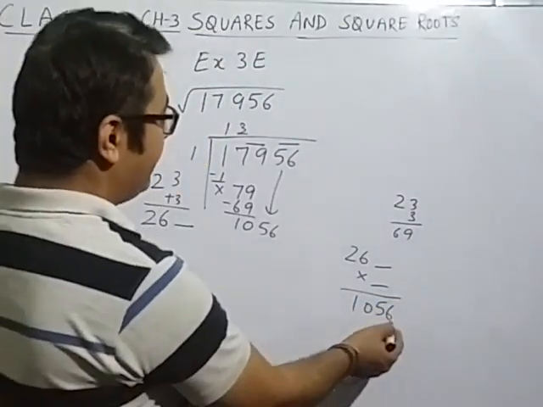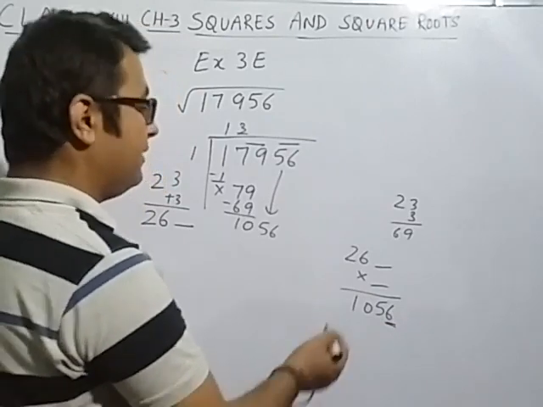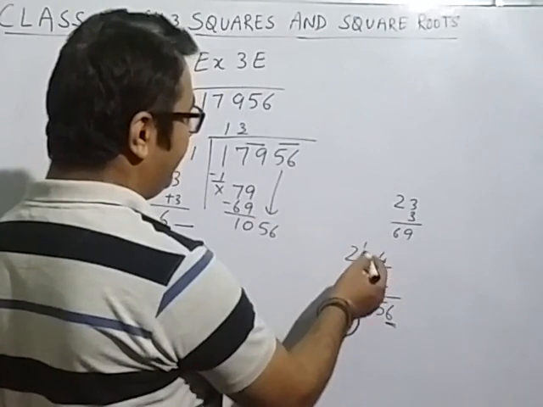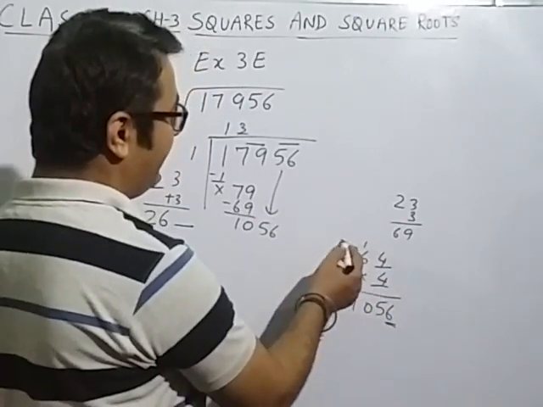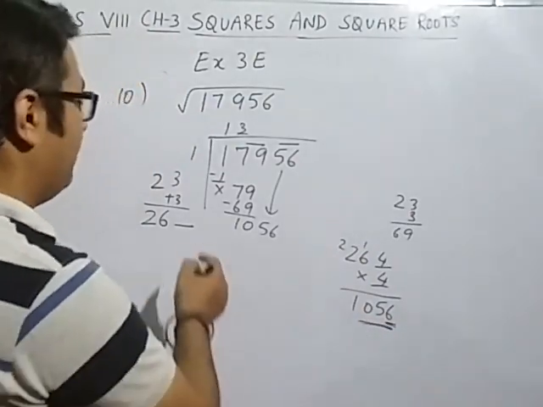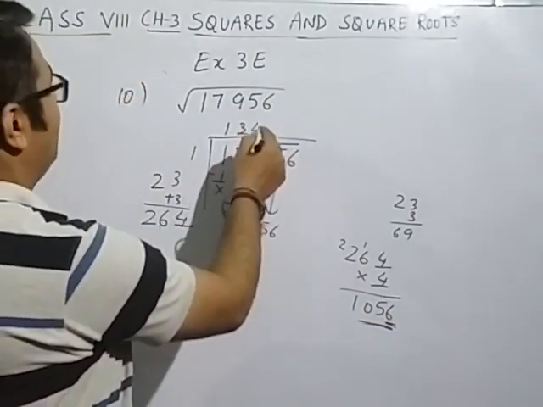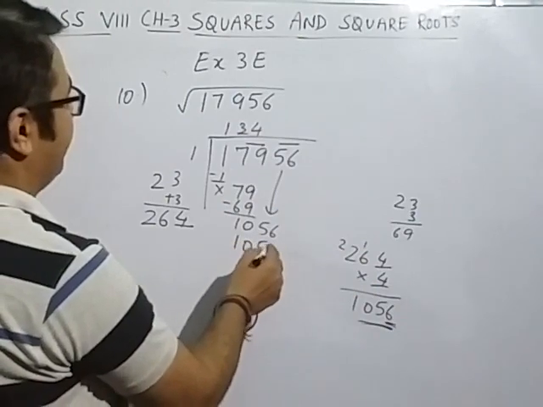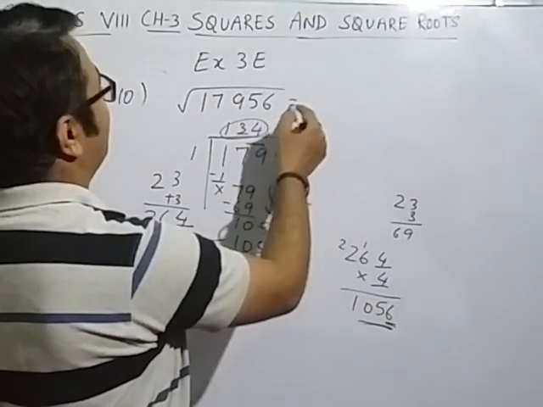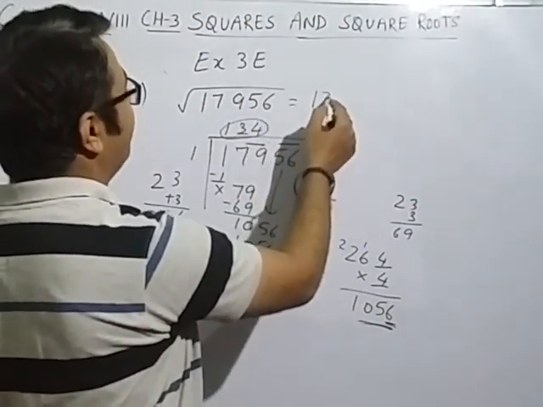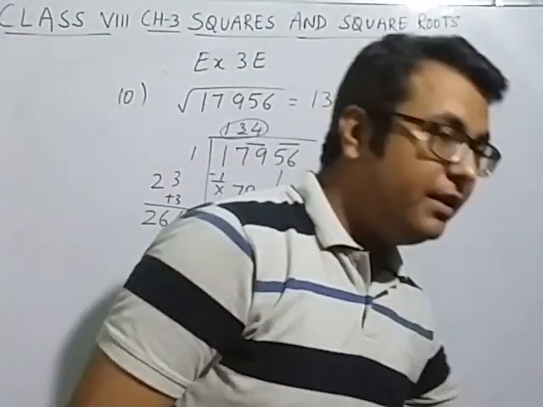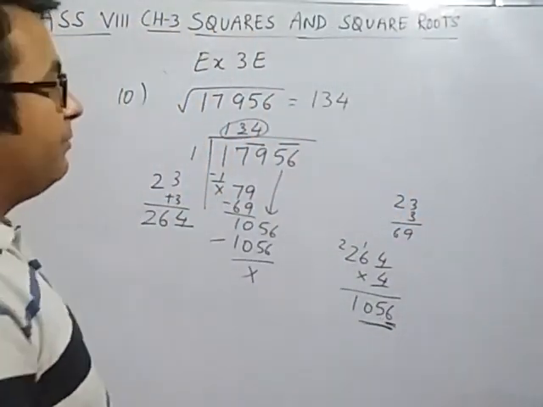Now along with 26, which number will we take so that the product is 1056? Since the last digit is 6 in 1056, I will first check by 4. 4 4s are 16, 4 6s are 24 plus 1, 25, 4 2s are 8 plus 2, 10. So I got 1056. So here I will take 4 only. So 264 4s is 1056. Remainder is 0. So this is the answer, 134. Square root of 17956 is 134. Now we shall see how to find square roots of decimal numbers.